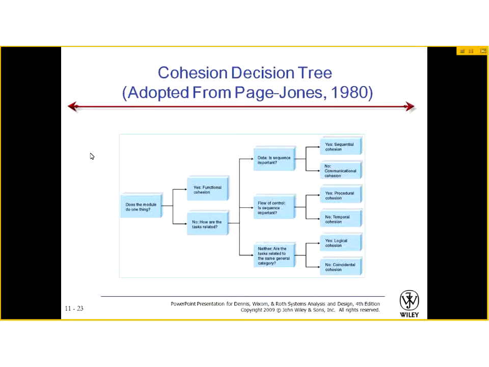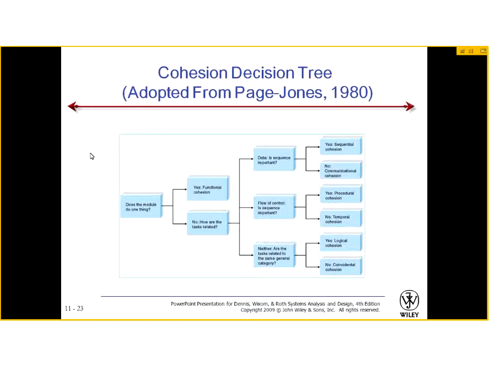And this is the cohesion decision tree. Does the module do one thing? If it is doing one thing, then it has functional cohesion. If it is not, then we have to identify how the tasks are related. Is the sequence important? If the sequence is important, then it is sequential cohesion. If the sequence is not important, then it is communication cohesion.